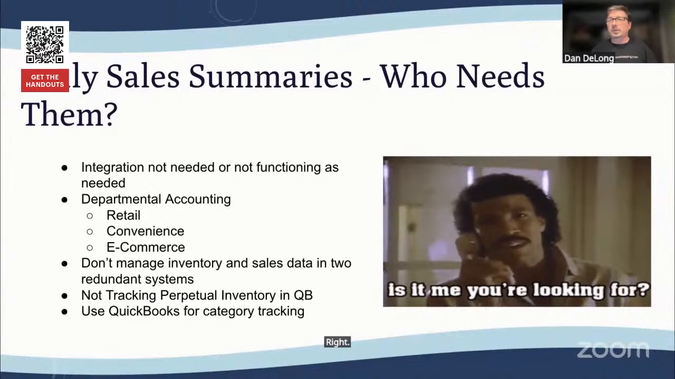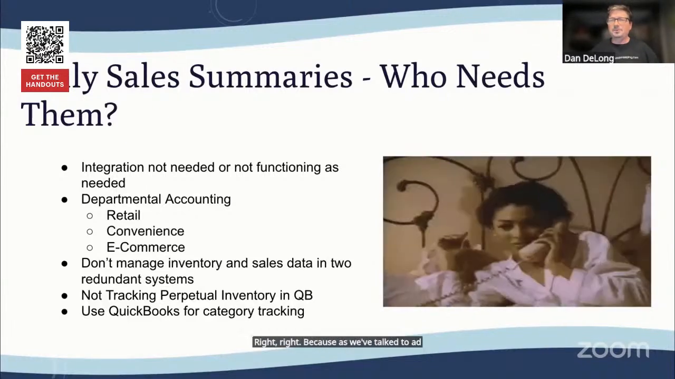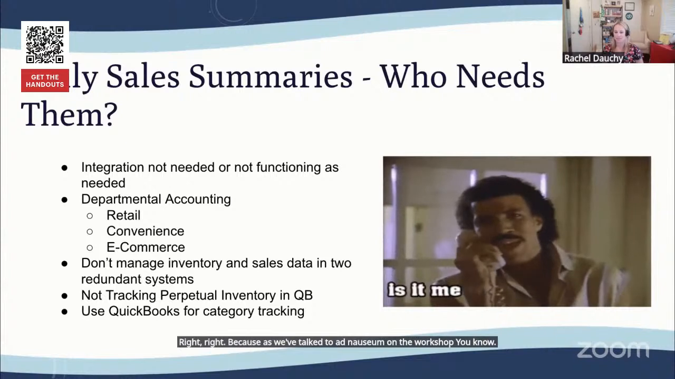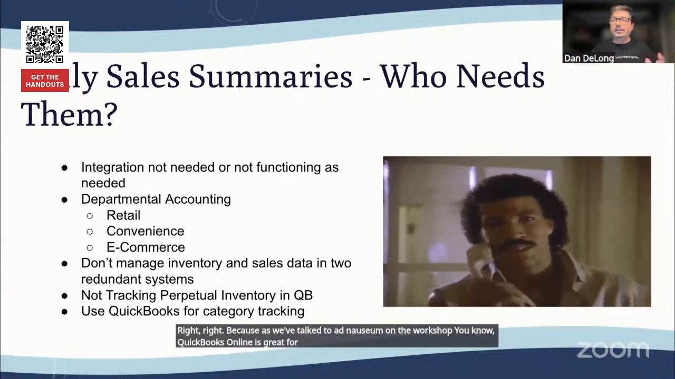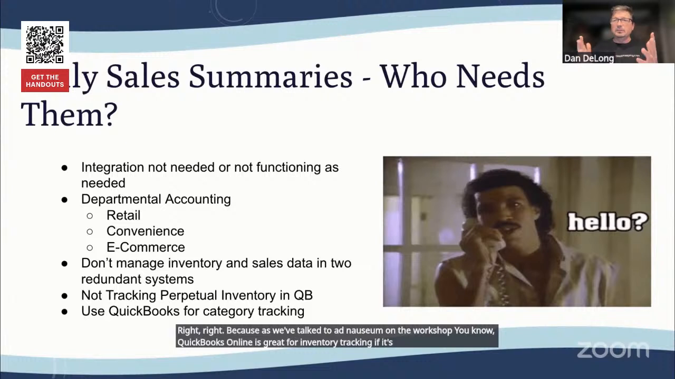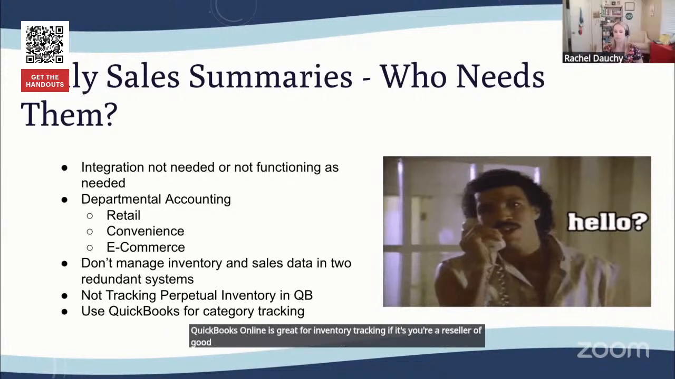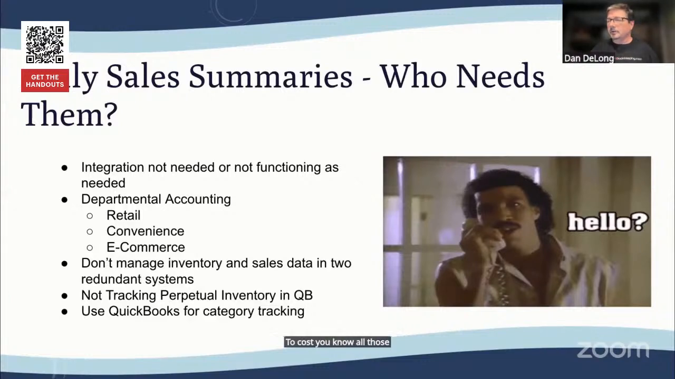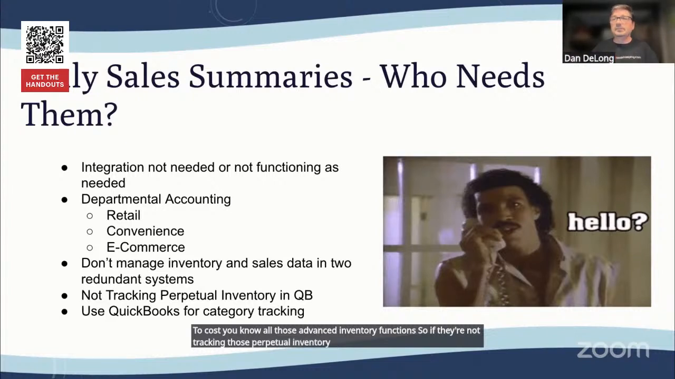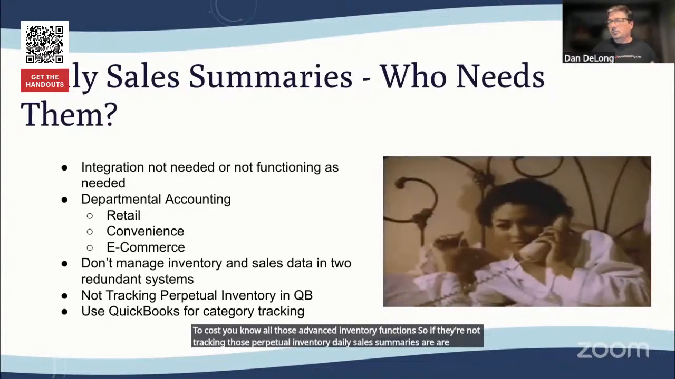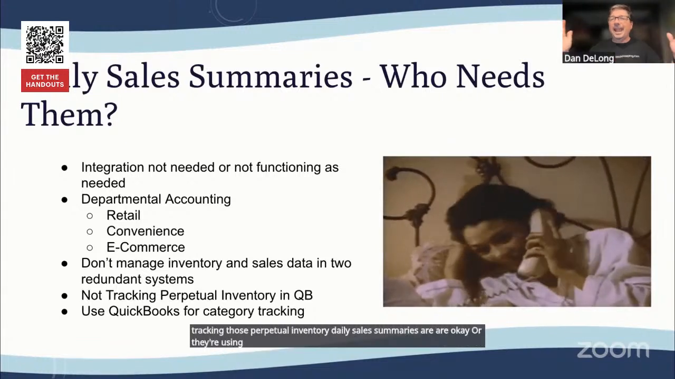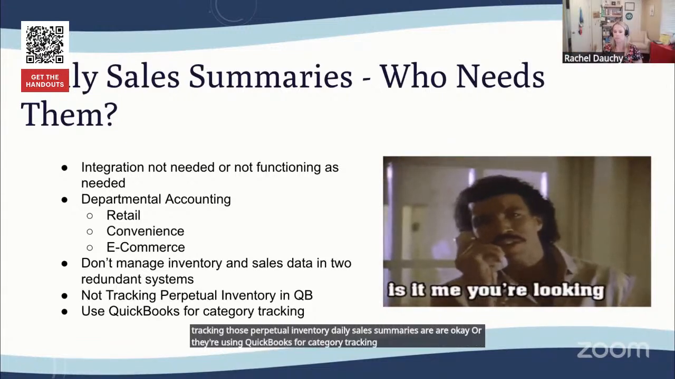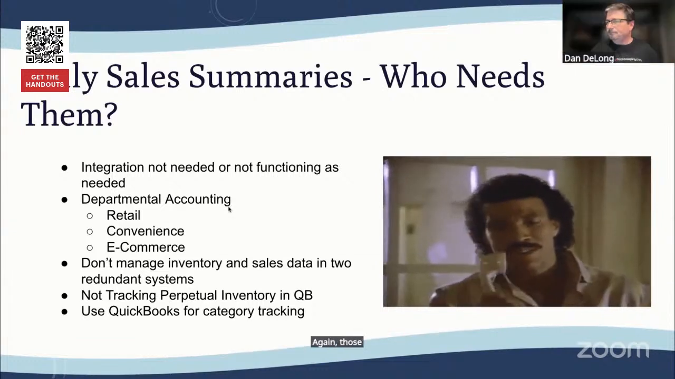Because as we've talked about ad nauseam in the workshop, QuickBooks Online is great for inventory tracking if you're a reseller of goods, but not if you need to know much more about those goods, like where they are, landed cost, all those advanced inventory functions. So if they're not tracking perpetual inventory, daily sales summaries are okay, or they're using QuickBooks for category tracking of those departmental things, right?